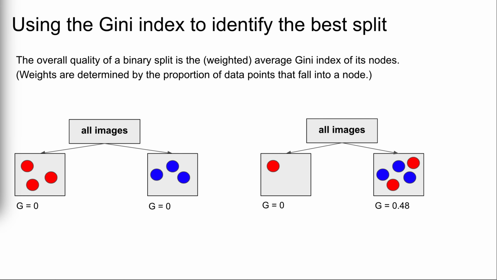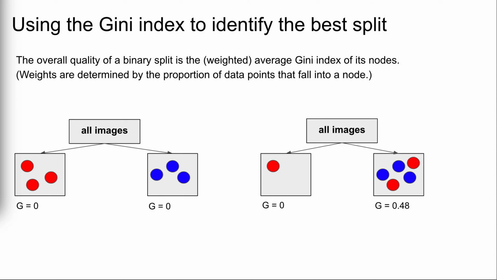Finally, the quality of the individual nodes in a split can be combined to evaluate the overall quality of a split that created the nodes. Specifically, the overall quality of a binary split is the weighted average Gini index of its nodes. The weights here are determined by the proportion of data points that fall into a node. Basically, the more data points that fall into a node, the more weight that node is going to have in measuring the quality of the split.